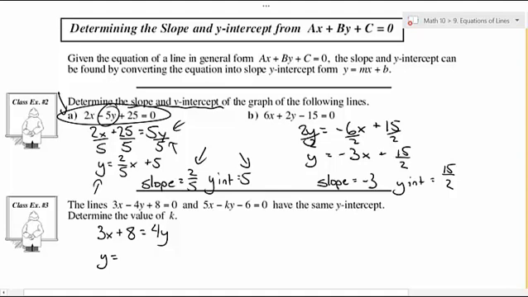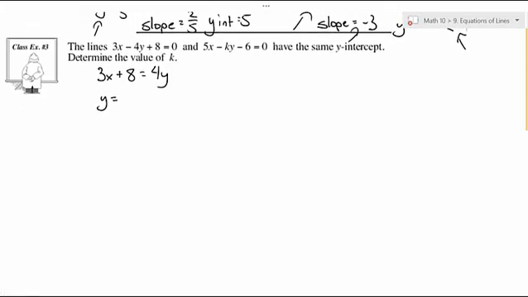Over here, I did the same thing. I basically took the 2y outside the equation here, and now I have 2y equals negative 6x plus 15. I divide both sides by 2. Now I have y equals negative 3x plus 15 over 2. That gives me a slope of negative 3 and a y-intercept of 15 over 2. All right, let's take a look at class exercise number 3.